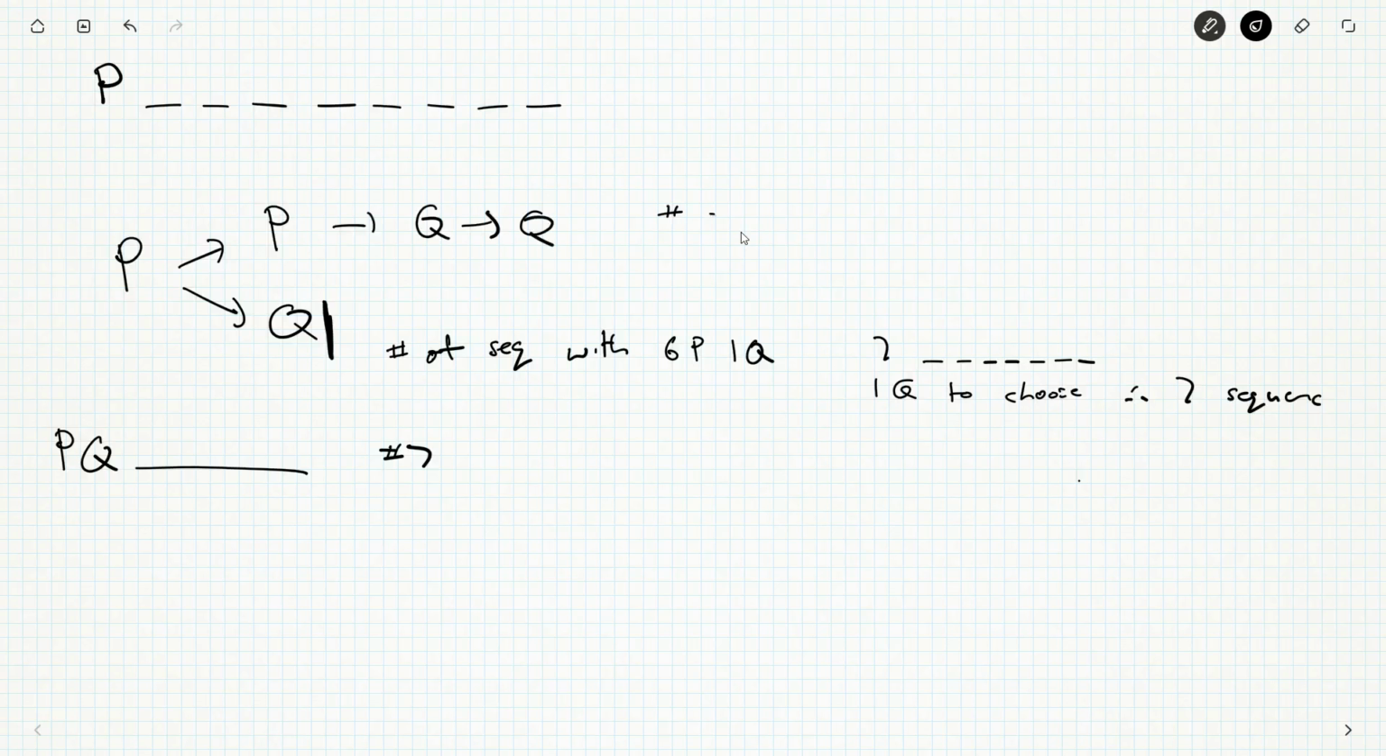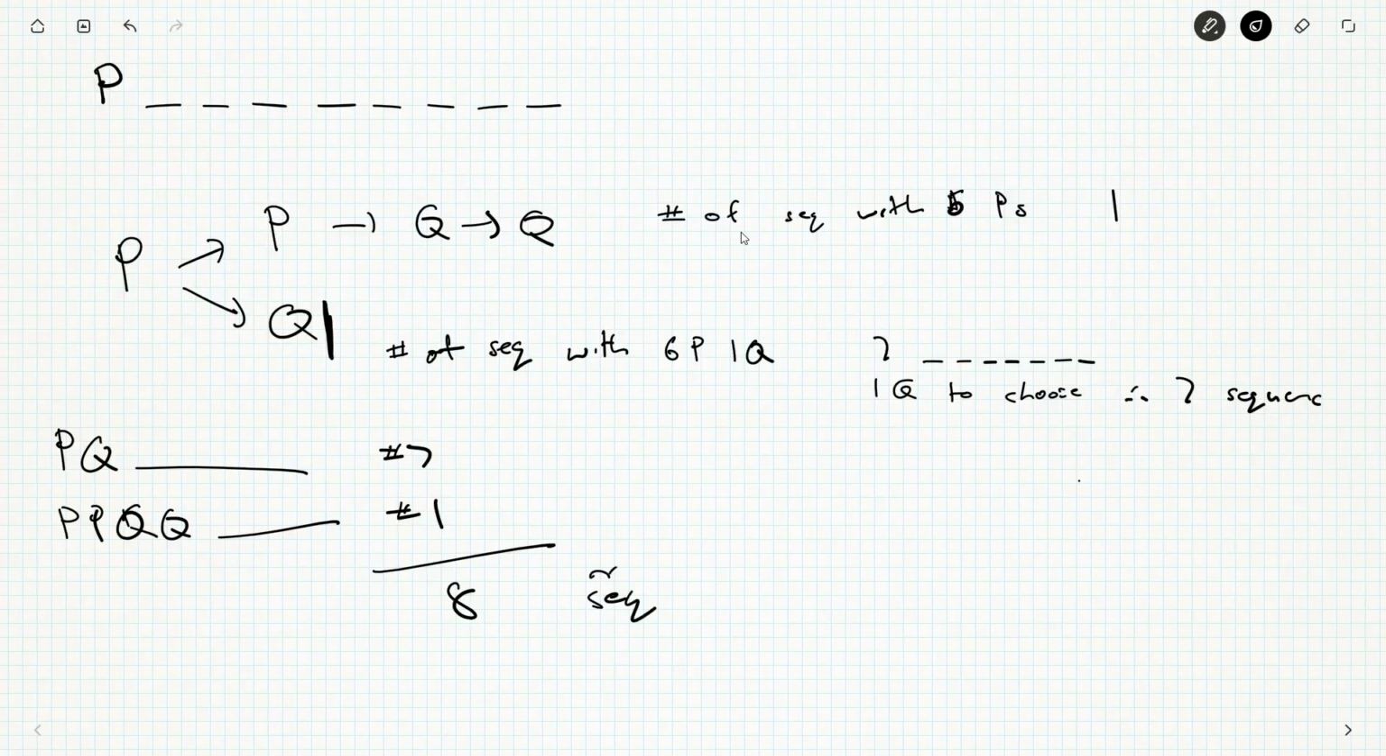So then it's the number of sequences, and our 2 Qs have been used, 2 Ps, so we've got 5 Ps. Well, there's only one of those, so PPQQ, and the number of those is 1, so in total there are 8 non-predictive sequences.